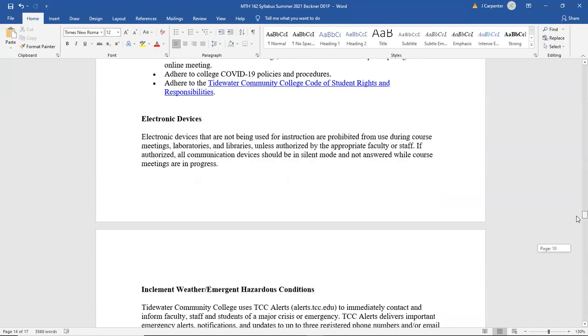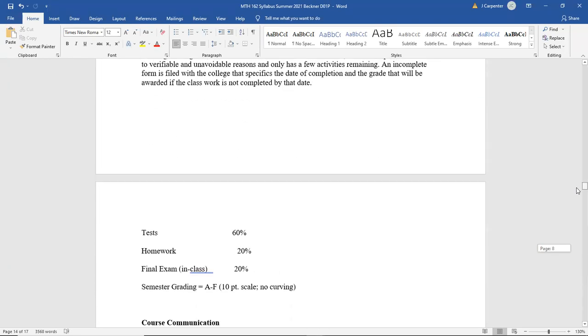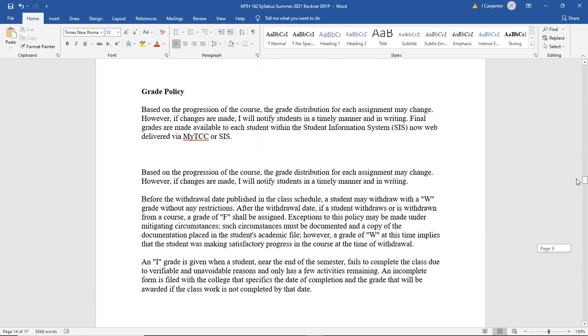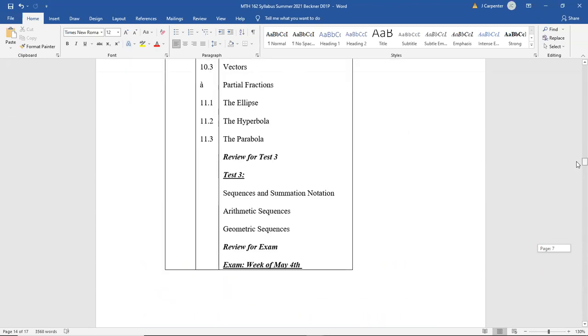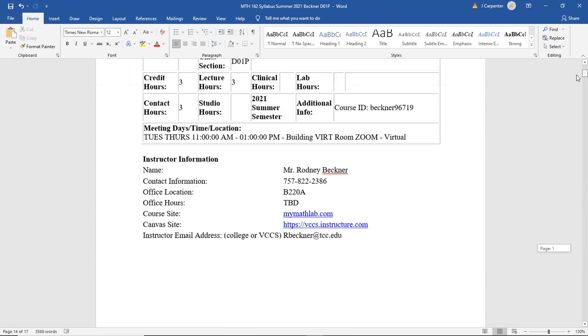I mean, I really feel like I just need to talk about attendance. Can't miss more than 3 days. Grading policy, 20% per slice. Test, test, test, final, homework. Boom. Sections involved. There we go.